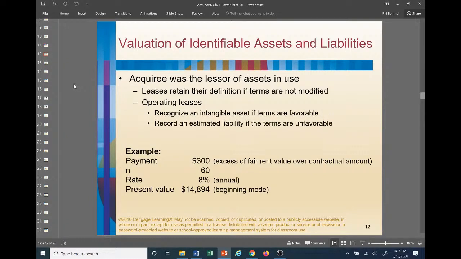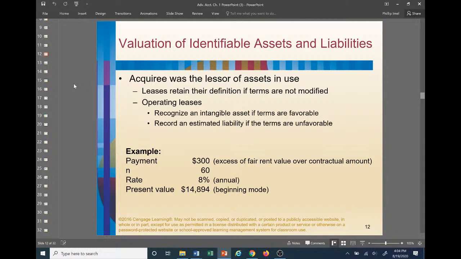Valuation of identifiable assets and liabilities. So what if the acquiree was the lessor of an asset in use? Leases retain their definition if the terms are not modified. Once again, remember we have capital leases and operating leases, another topic you're familiar with from your intermediate course. Or record an estimated liability if the terms are unfavorable.